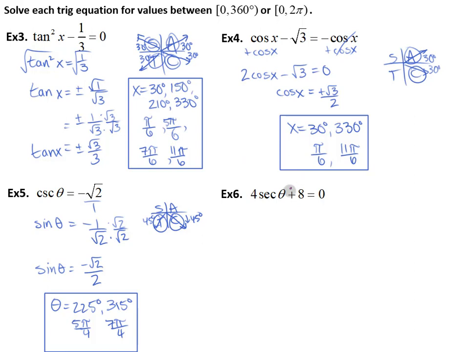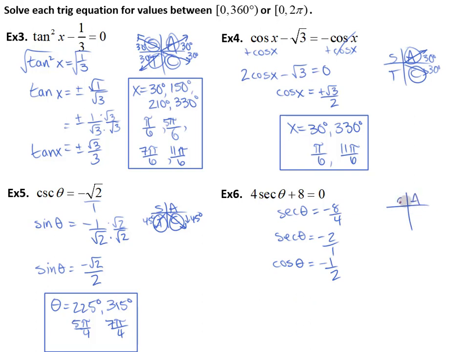Okay, let's try this next one. Let's subtract 8 over and divide by 4. So subtracting 8 over and dividing by 4, we get secant of theta equals negative 2. Well, it's a reciprocal trig value. Let's write it as one we would know. Secant is the reciprocal of cosine. So where is cosine equal to, and flip this guy upside down, negative 1/2.